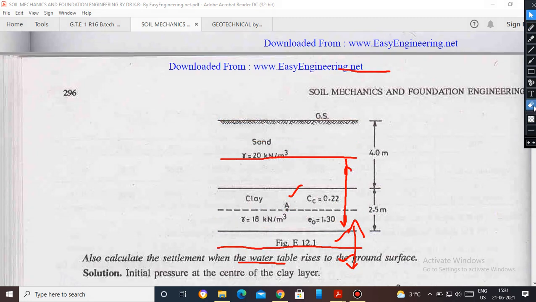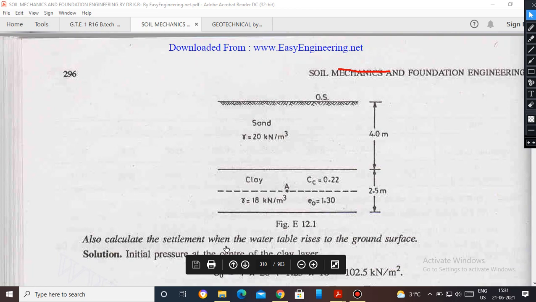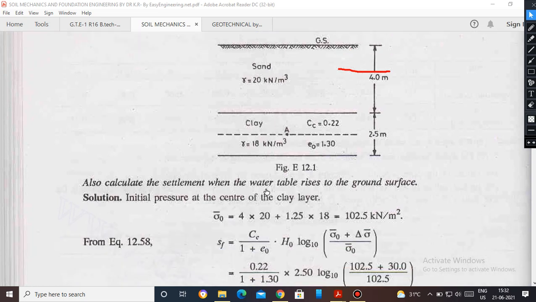Before calculating the final settlement of the clay layer, we have to investigate how much effective stress is acting on the overlying material at this point A. We should also calculate the settlement when the water table rises to the ground surface. Suppose water becomes available from here. If the water enters at the ground surface, how the clay layer may settle, that also we have to calculate.